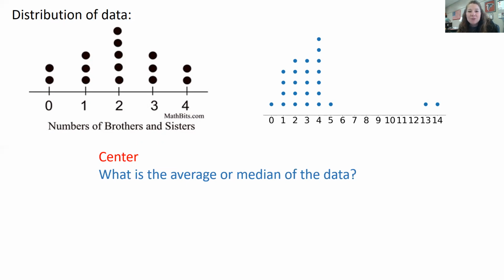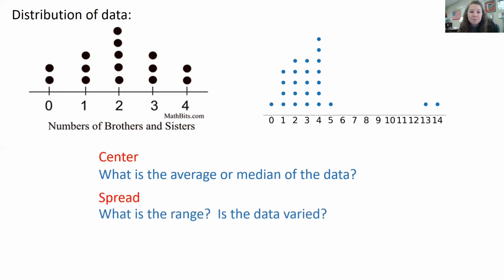However, out here on the right, when I list all those numbers from least to greatest, I would want to use the median of the data to describe the center of my data, because there are two outliers out here. These two numbers are far away from the rest of the data. So if I use the mean, it would look like people have a lot more siblings than most of them do because of these two high numbers.